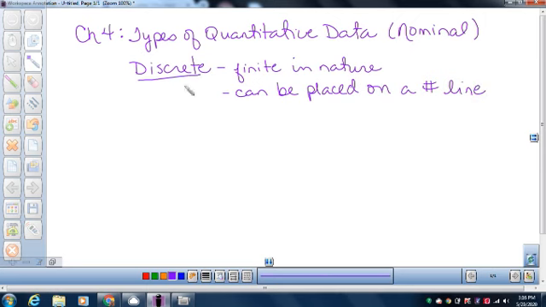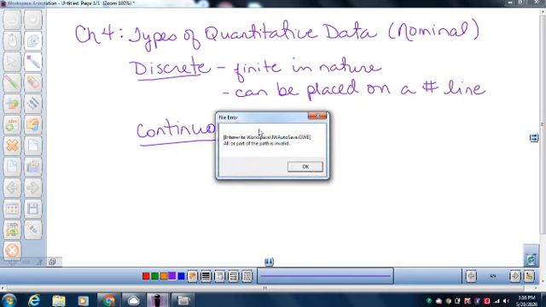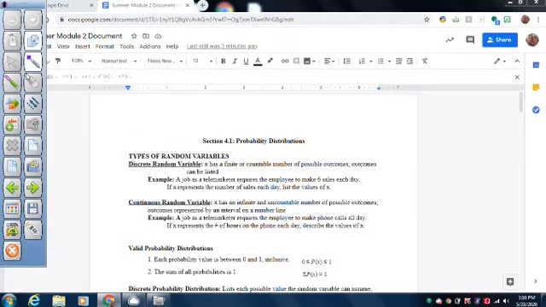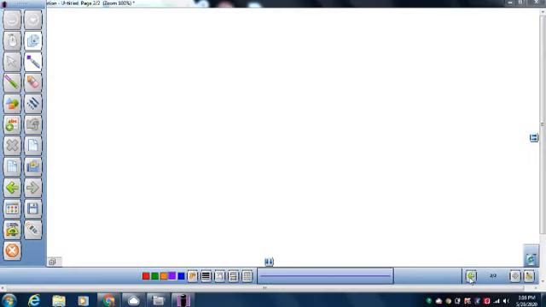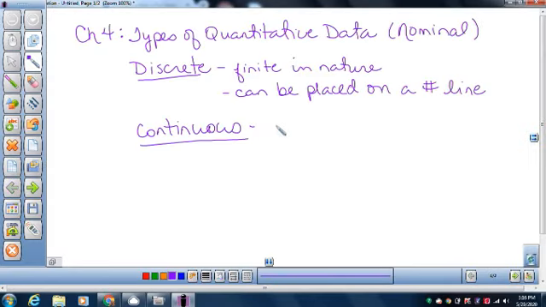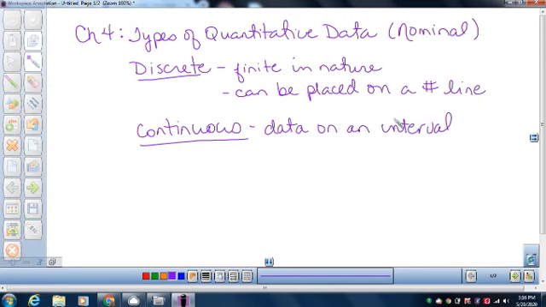The other type of quantitative data is continuous data. And continuous data, sorry, this is going to happen a couple of times because of what I'm using, but continuous data is data on an interval, without a finite number of values.